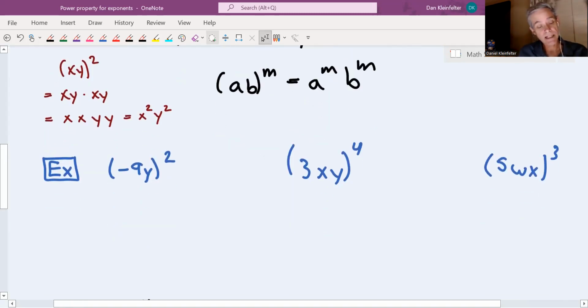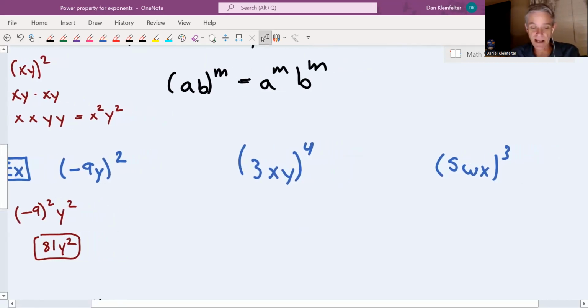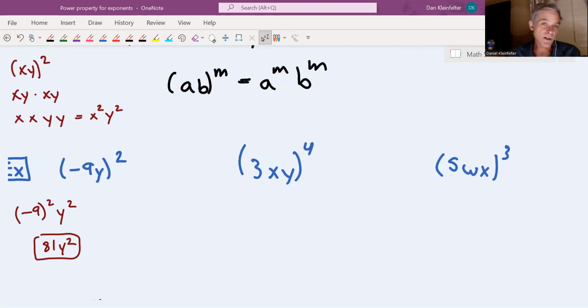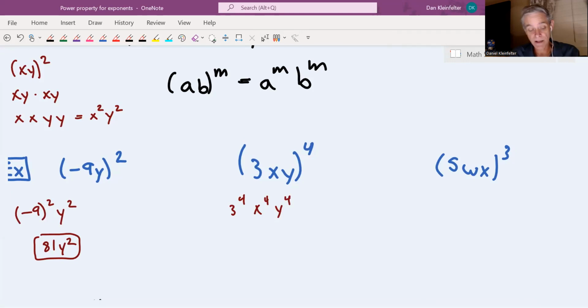We'll have first negative 9 squared times y squared. And we can go ahead and simplify that. That will be 81y squared. Okay, the next one has 3 factors in it, but the behavior is going to be the same. You can picture doing this. If I wrote out 3xy 4 times, we'd have 3 4's, sorry, 4 3's, and then we'd have 4 x's, and then 4 y's. So this will be 81 x to the 4th power, y to the 4th power.